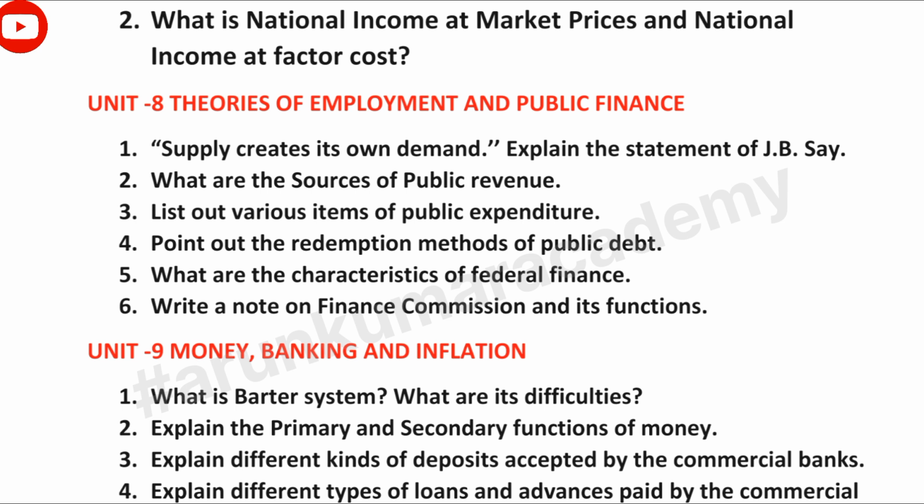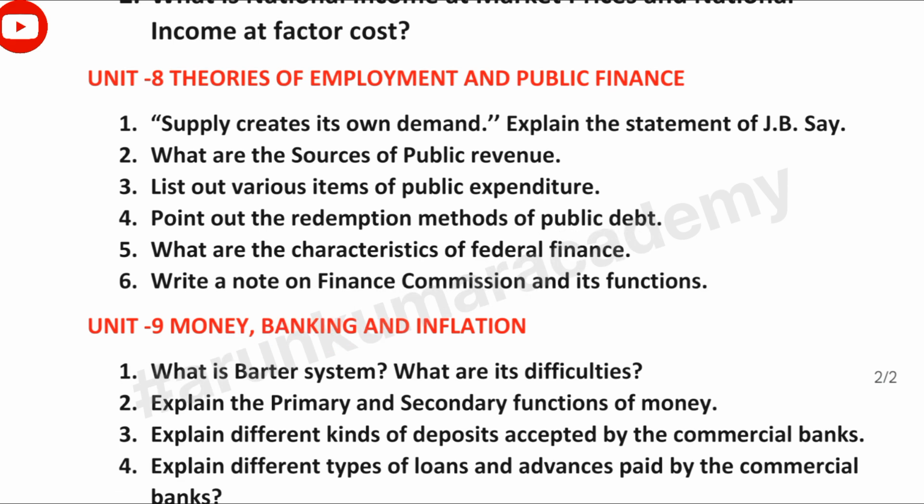Then question number 2, what are the sources of public revenue, then list out various items of public expenditure, then point out the redemption methods of public debt, then what are the characteristics of federal finance, then write a note on finance commission and its functions.